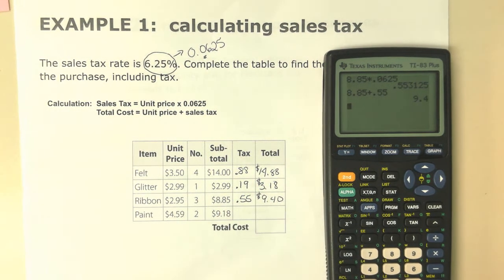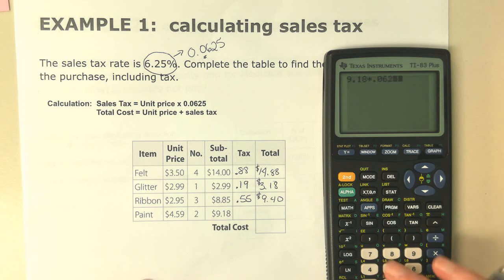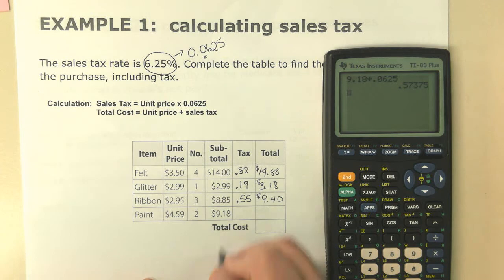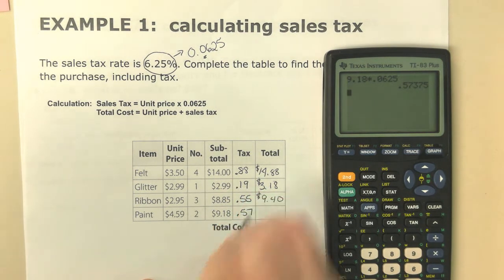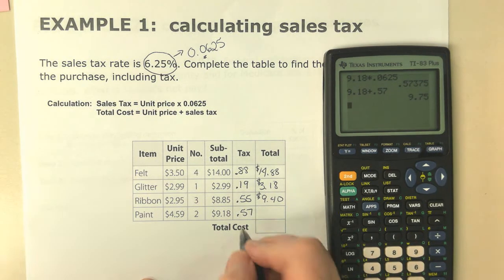All right, the last one is the paint. 2 containers of paint. Each one of them was $4.59. So the subtotal was $9.18. So 9.18 times 0.0625. And we're looking at 0.573. So let's round down to 0.57 or 57 cents. Now let's add that to the subtotal, 9.18 plus 0.57, and we get $9.75.